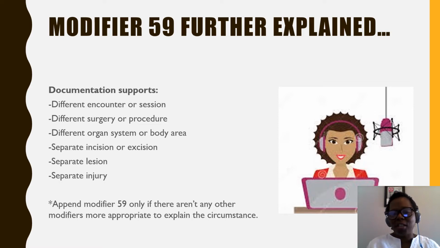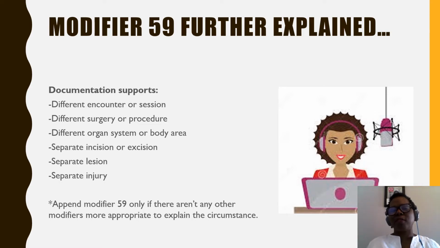And my little keynote or footnote here also states that you should only append modifier 59 if there aren't any other or more appropriate modifiers to explain the circumstance. And this is where those X modifiers come in.